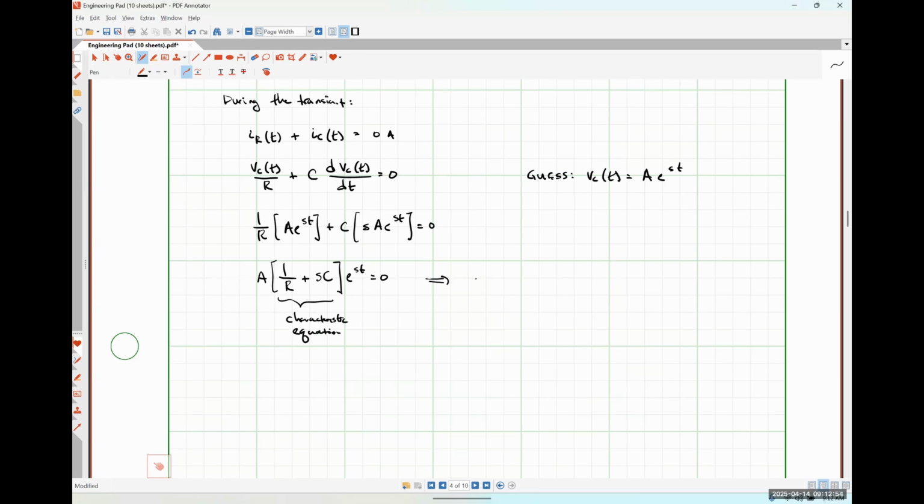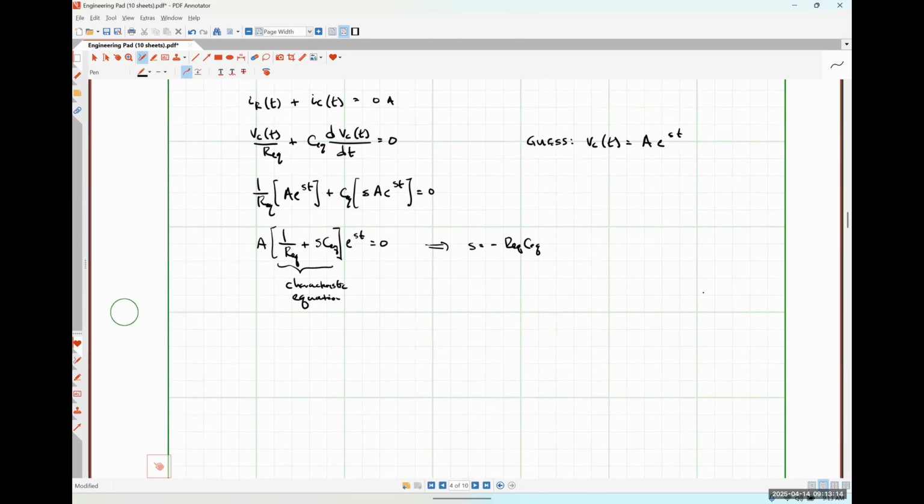where s, it turns out, is going to be equal to negative REQ times CEQ. Sorry, I forgot all the EQs. There we go. And let's see. So if I plug that in, I get VC of t is equal to A e to the negative REQ CEQ. Actually, hold on. My mistake. That should be 1 over REQ CEQ.